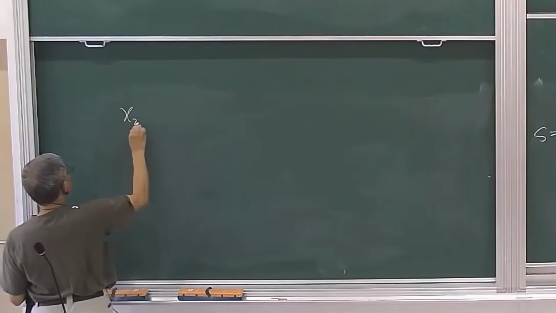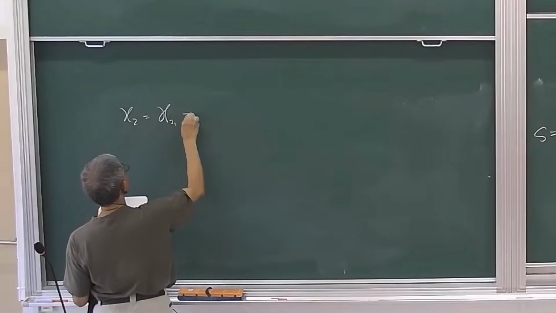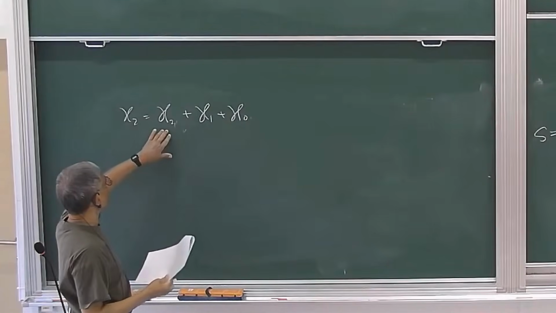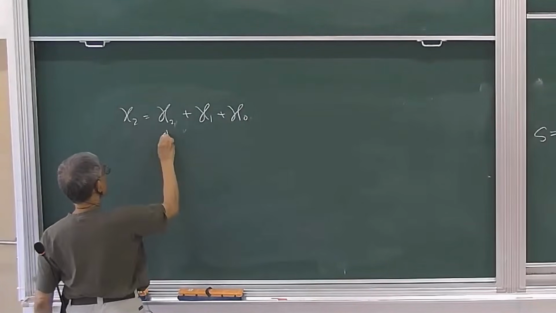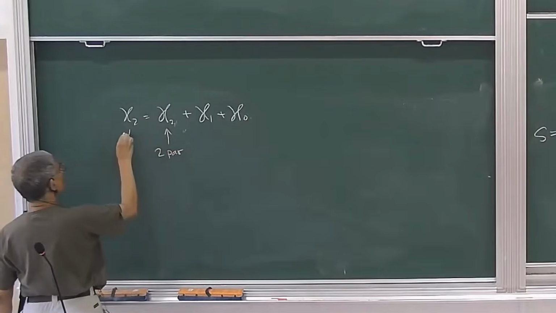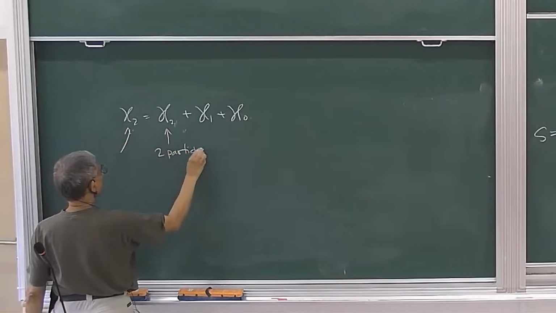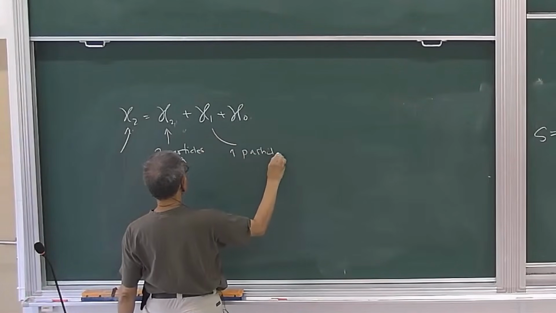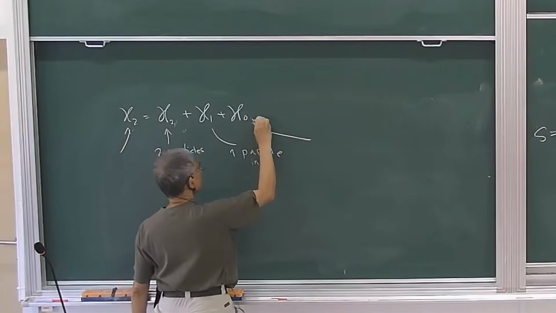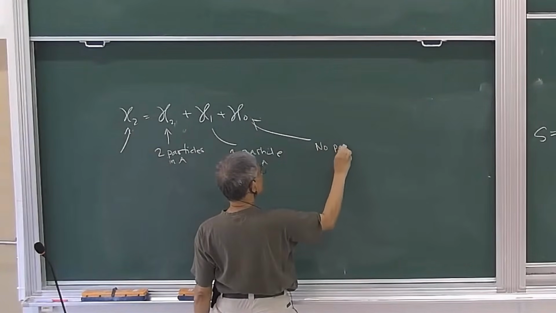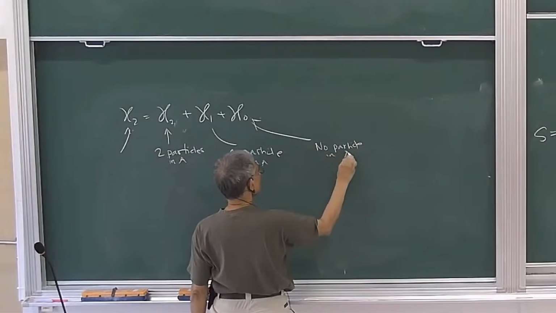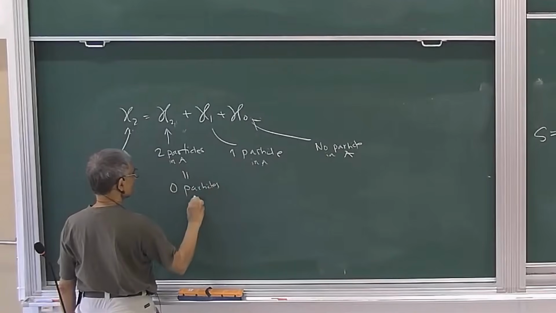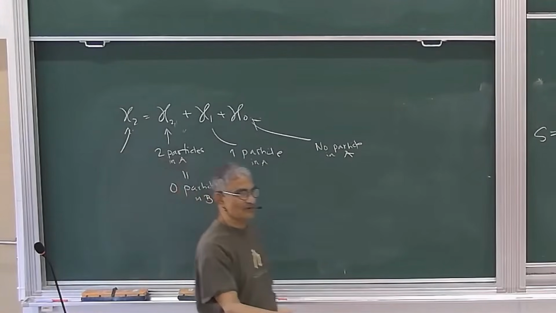So for two particles, this decomposition is, this is the Hilbert space where both the particles are in A, this is the Hilbert space of one particle in A, quite trivial, and no particle in A. But that's of course the same as 2 particles in B, means 0 particles in A. And similarly, 1 particle in A means another particle is in B.